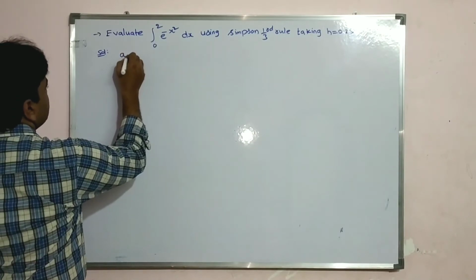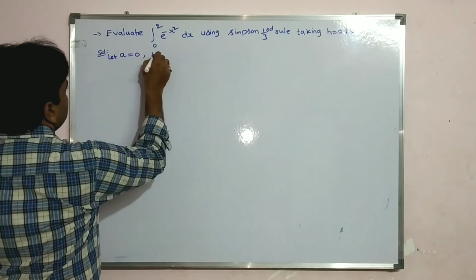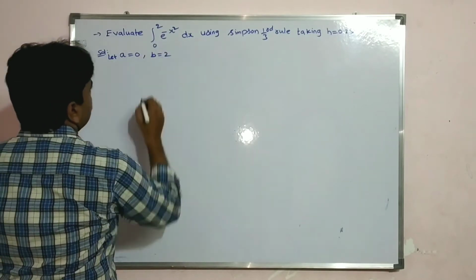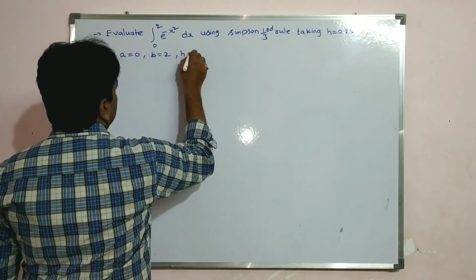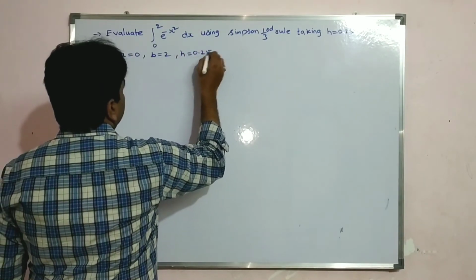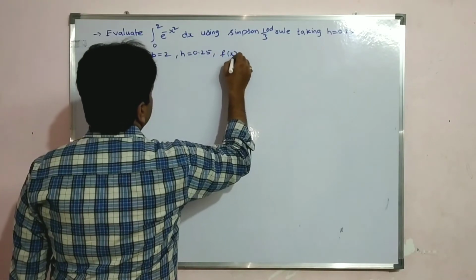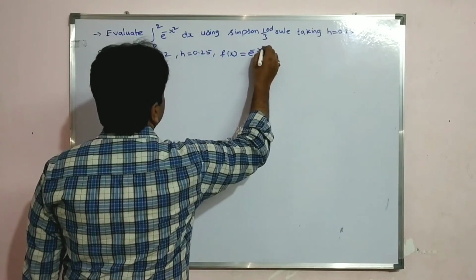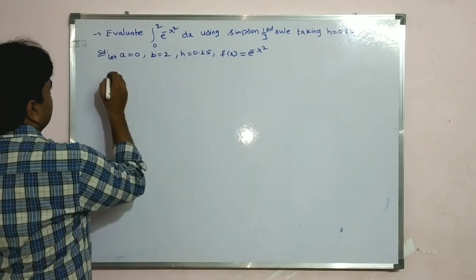What is a here, students? Let a is equal to 0 and b is equal to 2. Given directly, h is equal to 0.25. And what is f of x, students? F of x is equal to e power minus x square.